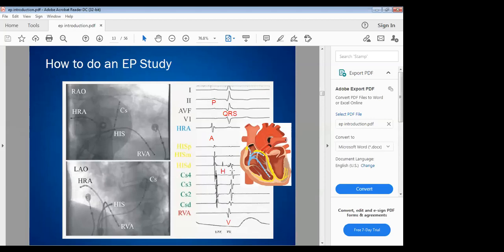And at the same time, it will sense ventricular activity because it's at the junction of the atrium and the ventricle. Now, why is it a little bit delayed from the right ventricle? Because right ventricular depolarization occurs before the left ventricle, and this catheter is close to the left ventricle.